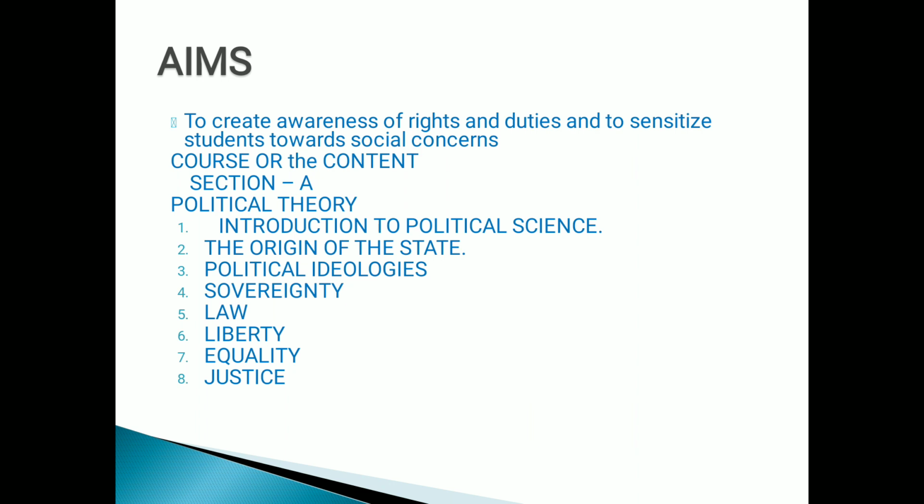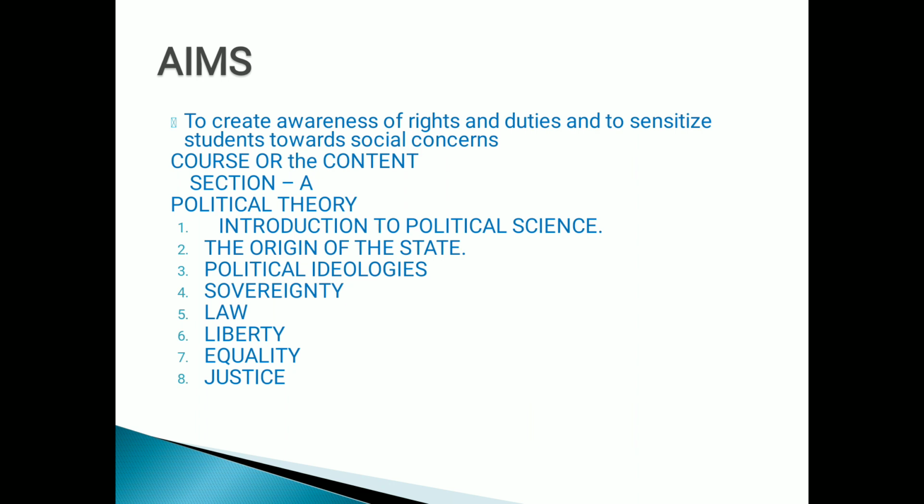Now in section A we have political theory. Here we have introduction, origin of the state, political ideology, sovereignty, law, liberty, equality, and justice. So in chapter 1 introduction, you will get the introduction about political science and the differences, right, that I'll be covering in my next video. Then obviously the state origin, how the state developed, right? Next, ideologies, different principles: dictatorship, communism, right? Next, sovereignty, internally, externally, free from control.